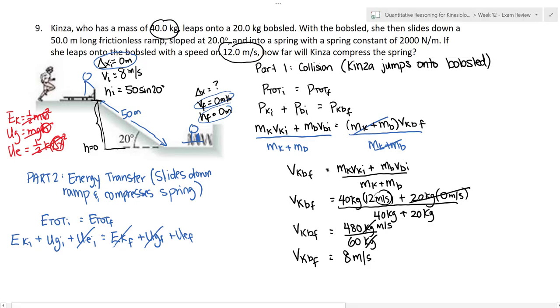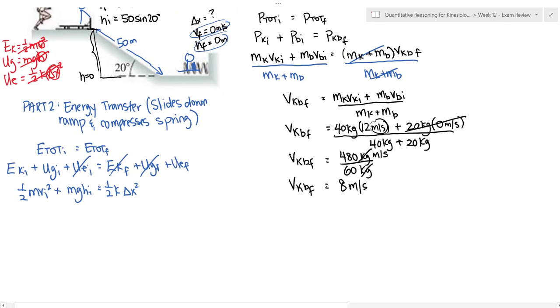Okay, so now that we know our formula is more simple, I'm going to plug in the equation. So EK initial, 1/2 mv initial squared, plus UG initial, mgh initial, equals UE final, which is 1/2 k delta x squared. We're trying to solve for this delta x over here. So I'm just going to rearrange the formula right now.